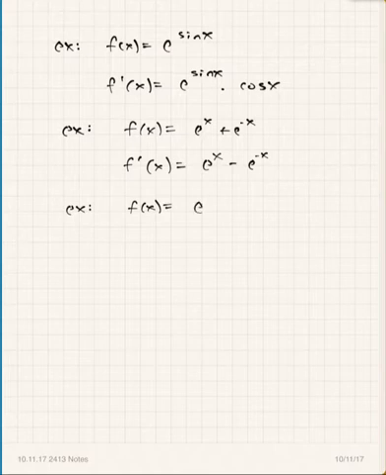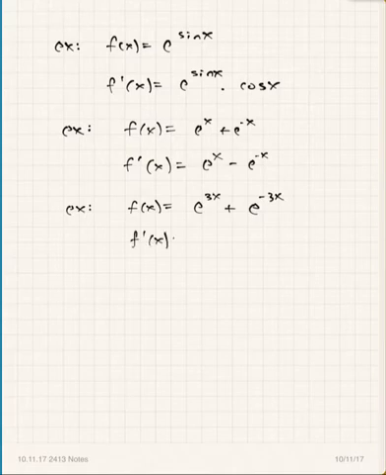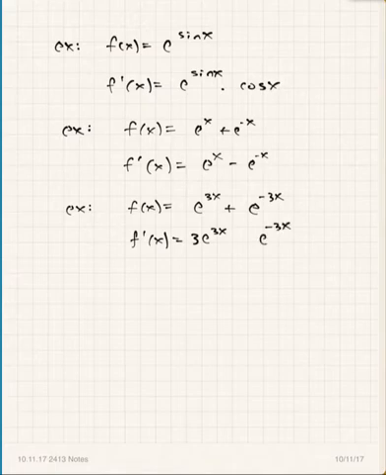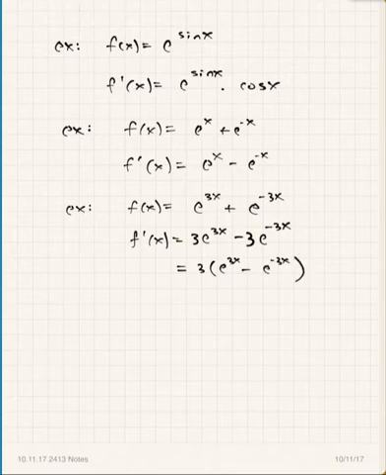If f of x was e to the 3x plus e to the negative 3x, then f prime would be the derivative of e to the 3x, which would be the function itself, times the derivative of the exponent. The derivative of 3x would just be 3. And you'd have the same situation with the next term. You get the function itself times the derivative of the exponent, which would be negative 3. And so that would be my derivative right there. If you wanted to, you could factor out the 3, and you'd have e to the 3x minus e to the negative 3x, like that.